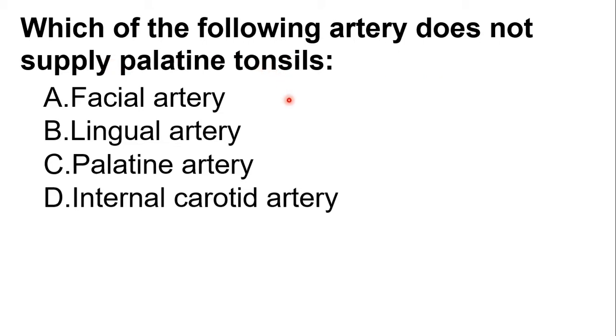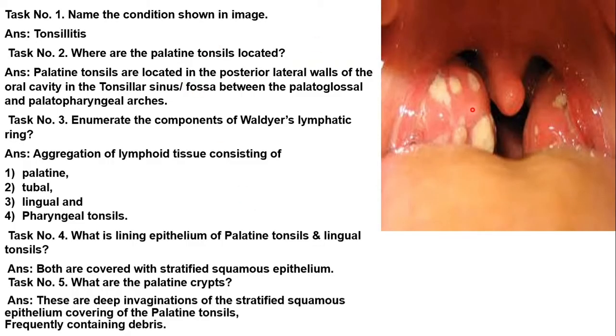Which of the following arteries does not supply the palatine tonsil? Now I told you which arteries the external carotid artery gives branches to: lingual, facial, ascending pharyngeal, and then maxillary. So facial is there, lingual is there, palatine is there because they go by the name of palatine arteries. The internal carotid does not give branches here. These all are the branches of the external carotid artery. So this one is the wrong answer. D is the wrong answer.